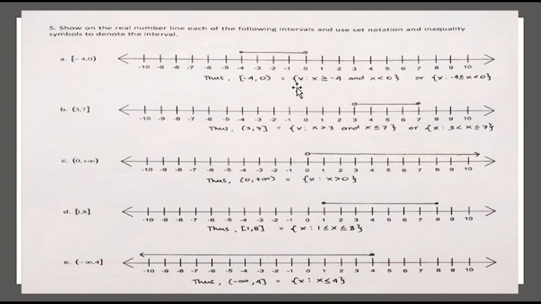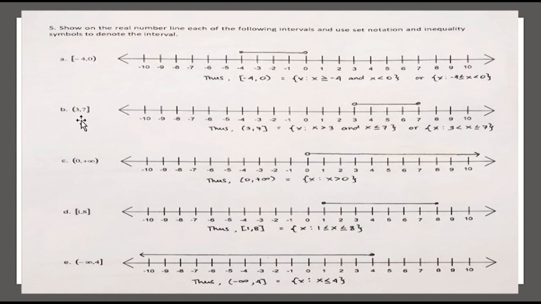So, in set notation, that is x such that x is greater than or equal to negative 4 and x is less than 0. Or we can have the set notation x such that x is greater than or equal to negative 4 but less than 0.